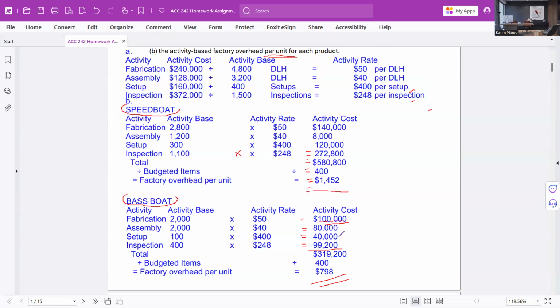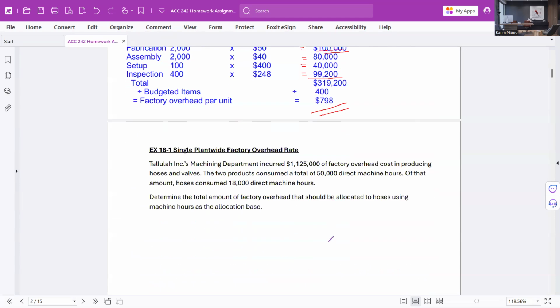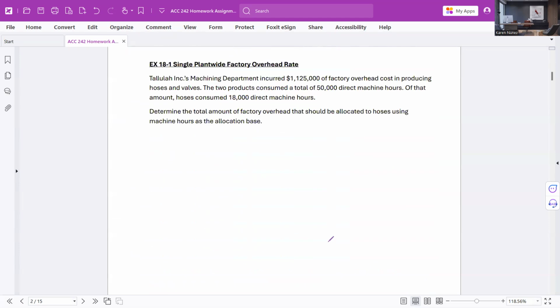Now let's switch gears a little bit and focus on a single plant-wide overhead rate in exercise 18-1. So the concept's the same, right? Whether we're using 1 rate, 2 rates, or 15 rates, right? What we want to be able to do when we use a single rate is take all the overhead, right? We bundled it all together. So one number for the factory overhead, the estimated factory overhead is 1,125,000, and we want to divide by the allocation base, right? Which is 50,000 machine hours. That gives us our rate. And then we take that rate and we use it to assign the overhead.